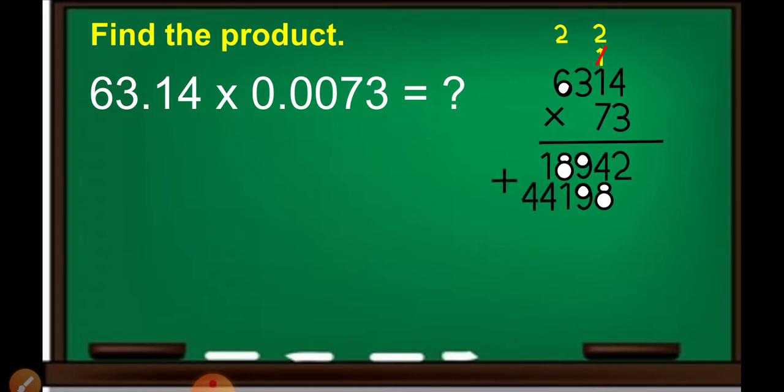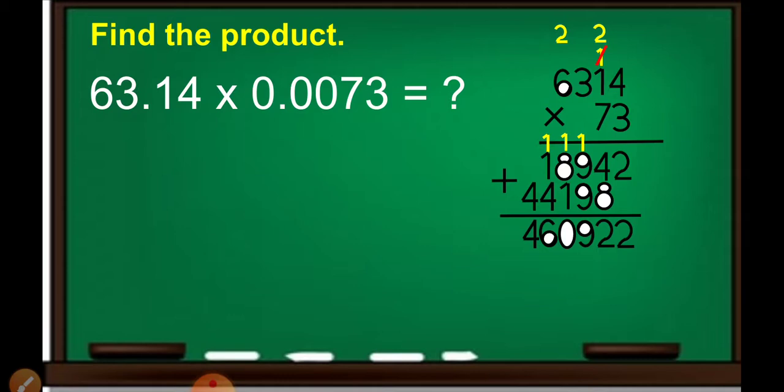Now let's add the first partial product and the second partial product. Bring down 2. 4 plus 8 equals 12. Carry 1. 1 plus 9 equals 10 plus 9, 19. Carry 1. 1 plus 8, 9 plus 1 equals 10. Carry 1. 1 plus 1, 2. And 2 plus 4, 6. Then bring down 4. Now, let us count the number of decimal places in the factors.